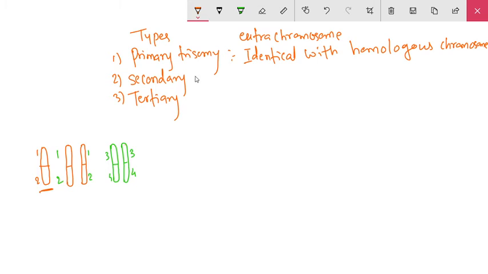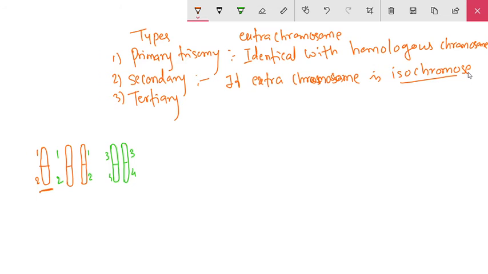Okay, but the secondary trisomy. Secondary trisomy means what? When the extra chromosome is an isochromosome. Having an isochromosome means it is the chromosome which has identical arms.